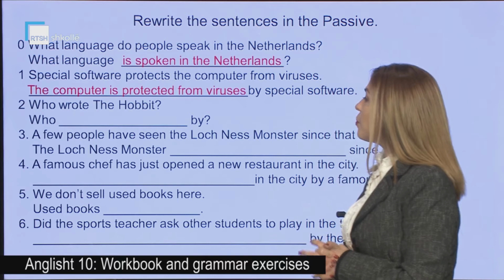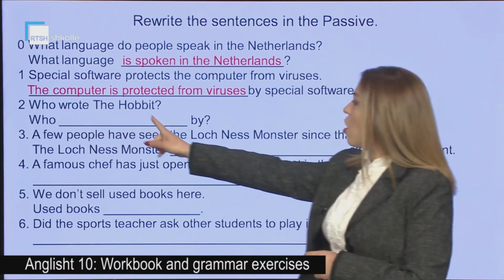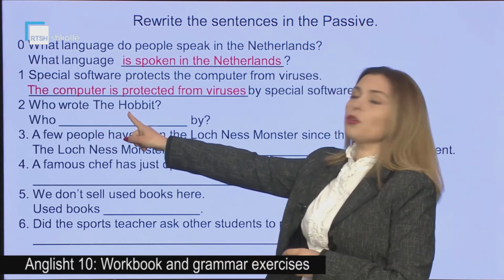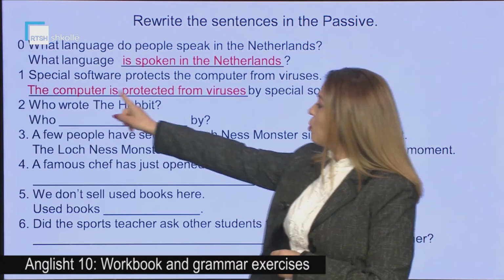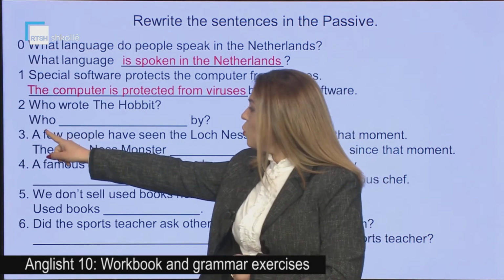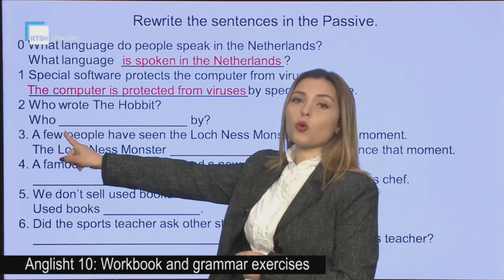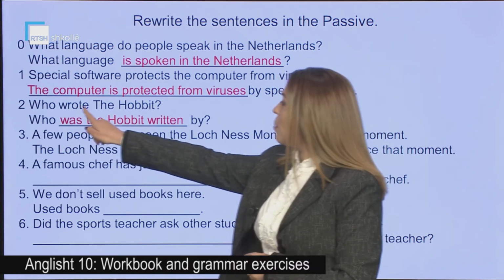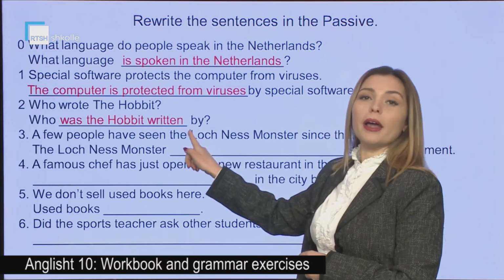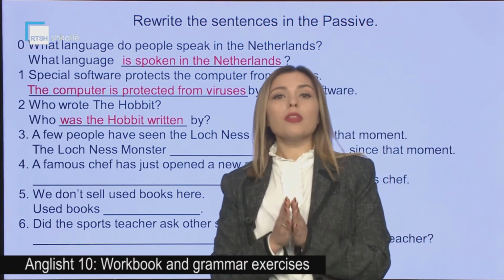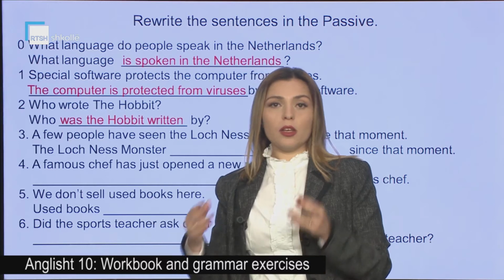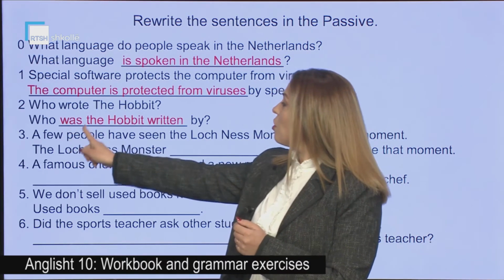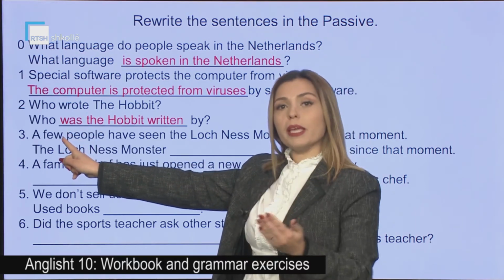Number 2. Who wrote The Hobbit? You've got the verb in the past simple and you've got the object. So put it now as a subject. Who, in the past simple, this is a question. Who was The Hobbit, the past participle, written by? So we have got the same steps as we said. You simply have to be careful when it is a question that you put the auxiliary verb at the beginning.